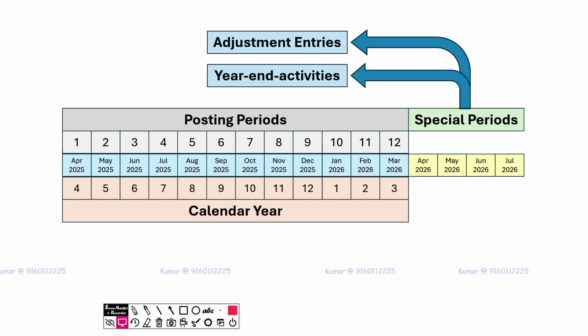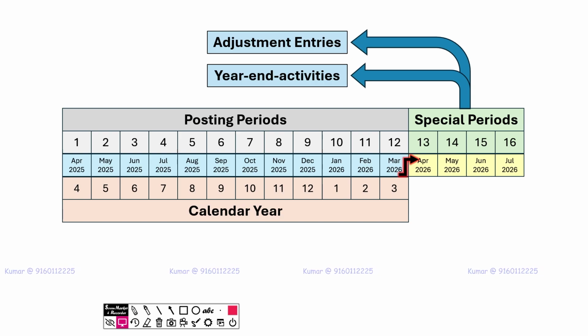And the special period numbers will be 13, 14, 15 and 16. Normally any financial year consists only of 12 months, but if you see a period number more than 12, you need to understand that it is an adjustment entry, and year-end activities are done in special periods.